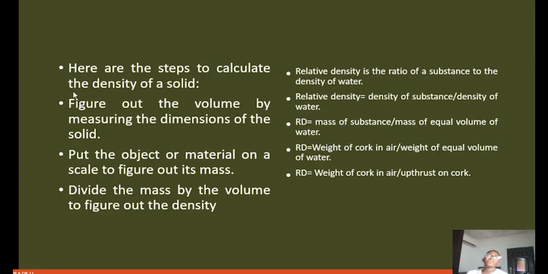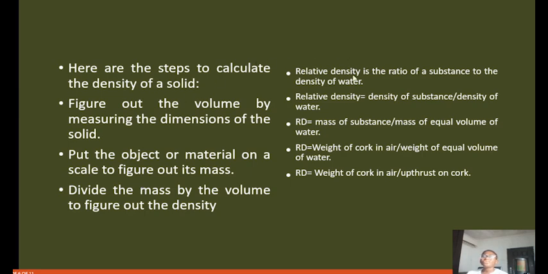Here are the steps to calculate the density of a solid. Now, figure out the volume by measuring the dimensions of the solid. If it's going to be a square, you know that the volume is length times breadth times height. Then put the object or material on a scale to measure the mass, because you can put this directly on a scale. Then divide the mass by the volume to figure out the density, mass over volume.